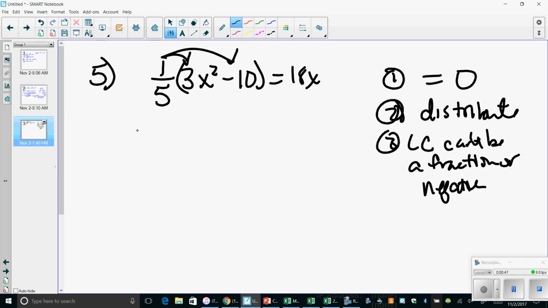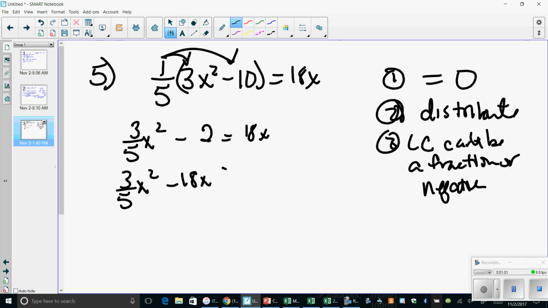1/5 times 3x squared is 3/5 x squared, minus 1/5 times 10 is 2, equals 18x. I'll move this over and put it in the middle. That's 3/5 x squared minus 18x minus 2 equals 0. If I can't have a fraction up here, then what I'm going to do is multiply everything by 5.